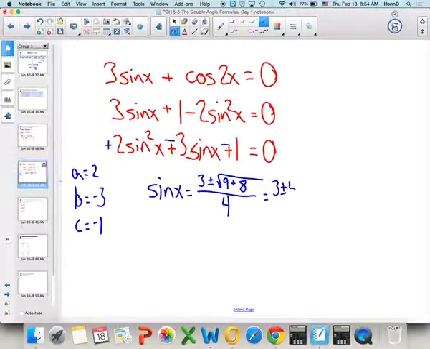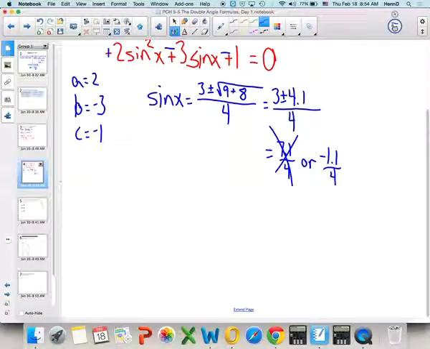Okay? So now we have 3 plus or minus the square root of 17, which is like 4.1. So now check this out. We get sine equal to either 7.1 over 4 or -1.1 over 4. And what should I be thinking right now? Sine can't be bigger than 1. Exactly, sine can't be bigger than 1, so I know this one I can eliminate.